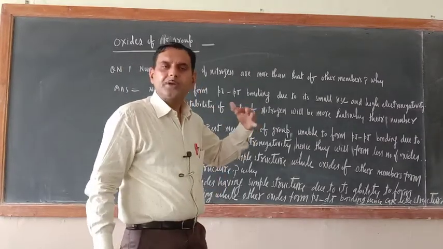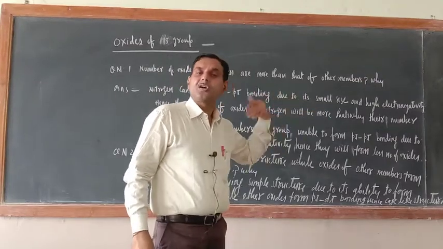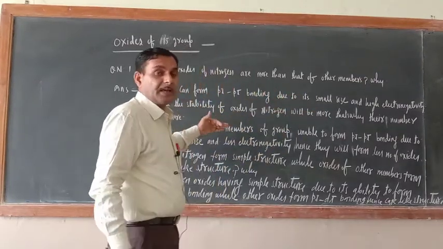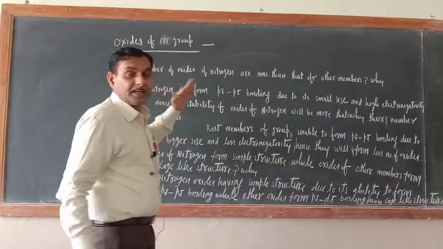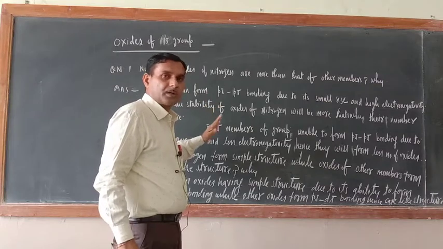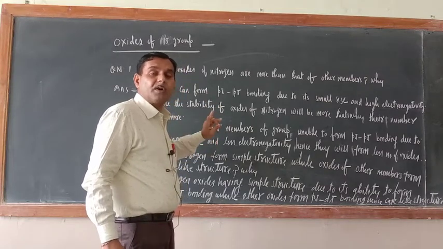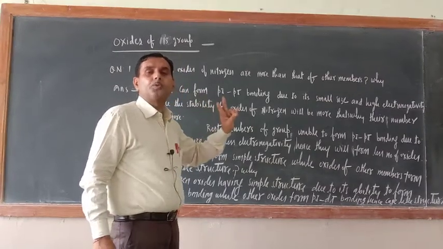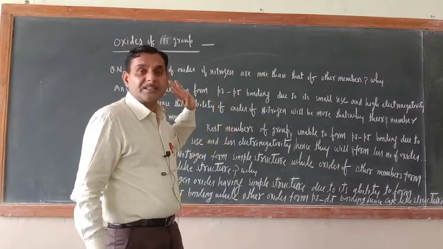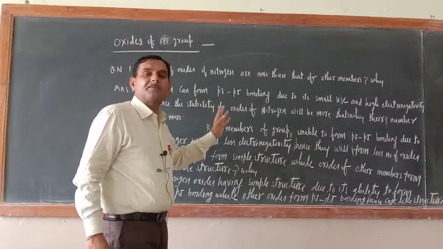And there is no need to explain the p-pi because I already taught you what the meaning of p-pi is. So that is why the number of nitrogen oxides is more. And why can nitrogen form p-pi bonding? Two reasons. Number one, their size is small and electronegativity is high. That is why it can form very easily.